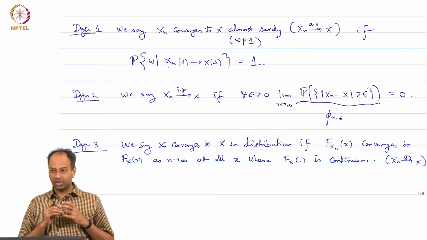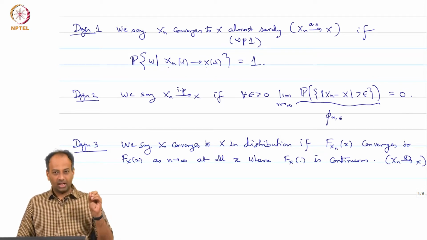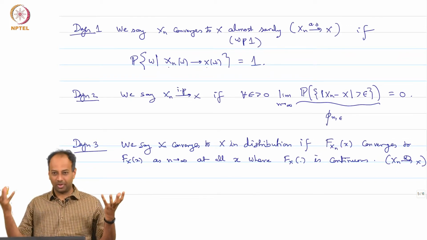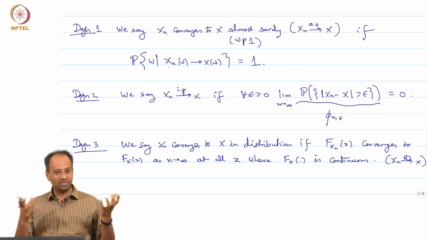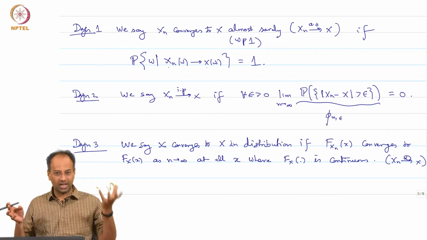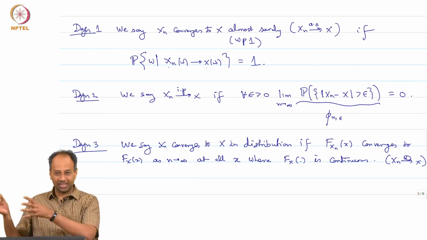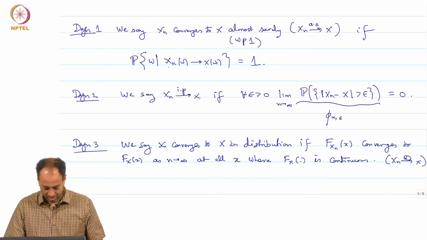So, for each little omega, Xn of omega is a sequence of real numbers, and X of omega is a real number. You just test whether Xn of omega for that particular omega converges to X of omega. If it does converge, you put that omega into one bucket, and if it does not converge to X of omega, you put the omega into some other bucket. Now, you say that Xn converges to X almost surely if the bucket where the convergence does take place has probability 1, and the bucket where the convergence does not take place has probability 0. So, that is almost sure convergence.